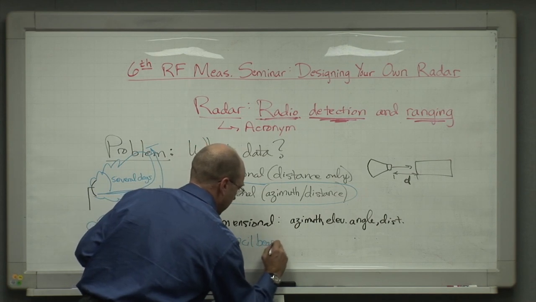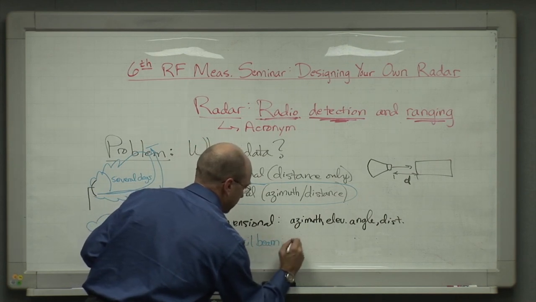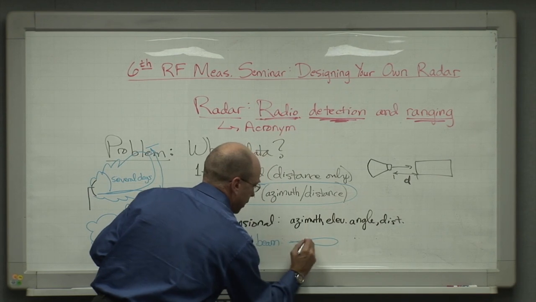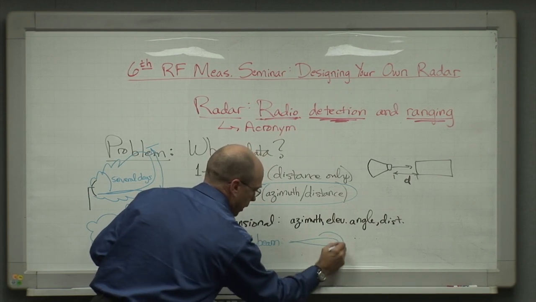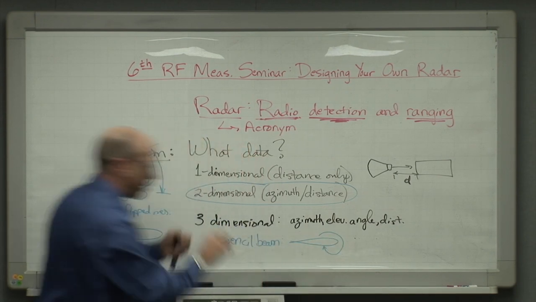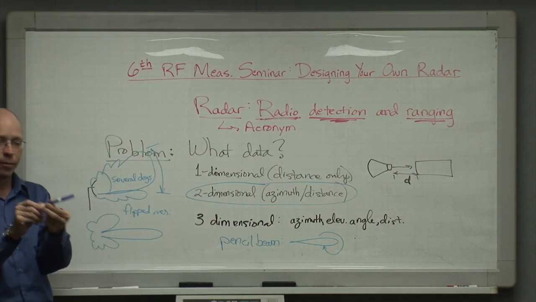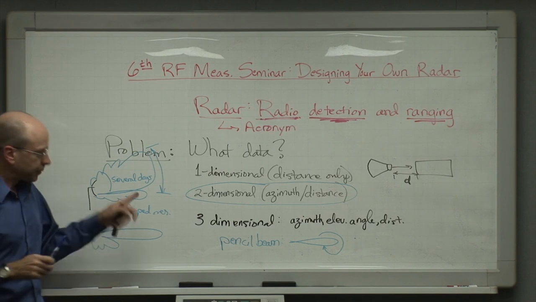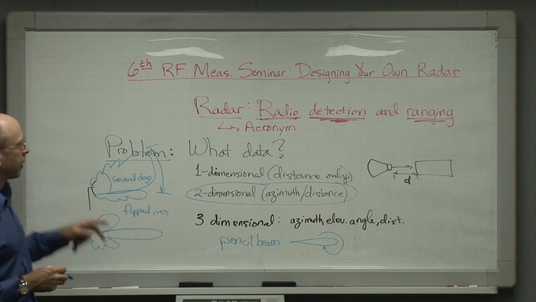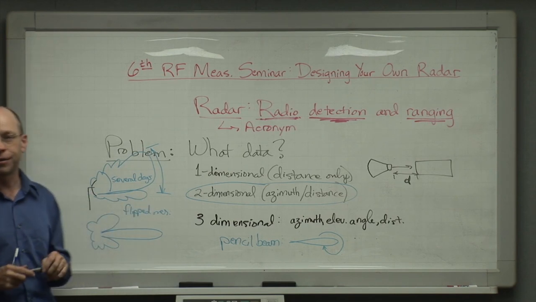The pencil beam is three-dimensionally narrow all the way around. It's literally a beam which is shaped a bit like this. Now, trade-offs. Everything in radar design is always a trade-off.